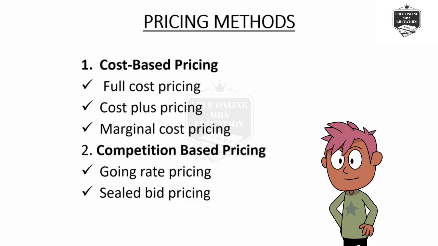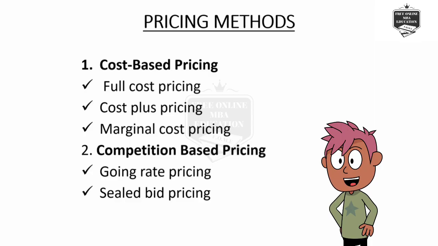And the second one, cost plus pricing. Cost plus pricing means that for the cost of production incurred for producing one unit, you add a certain percentage of profit in order to determine the price of the product. So what is cost plus pricing? Cost plus pricing means a certain percentage of profit is added to the cost in order to determine the price of the product. And next, marginal cost pricing.